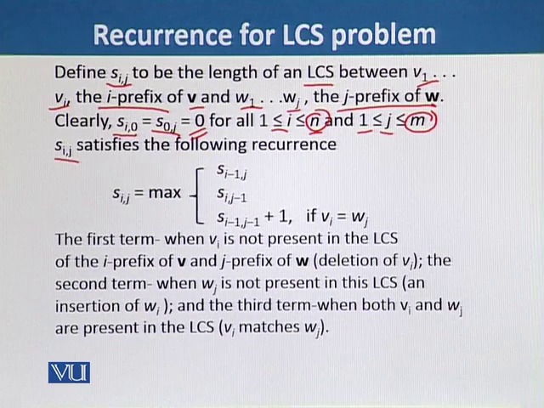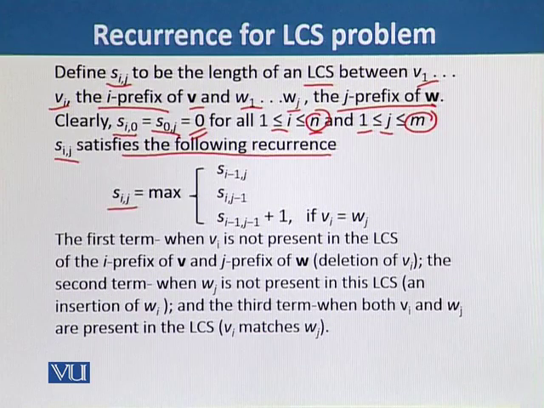Similarly, Sij satisfies the following recurrence. We have seen that both the Manhattan Tourist problem and the longest common subsequence have the same recurrence and the same recurrence solution. We have already found the recurrence for the Manhattan problem, and now we will see the recurrence for the edit graph, in which we calculate the longest common subsequence.